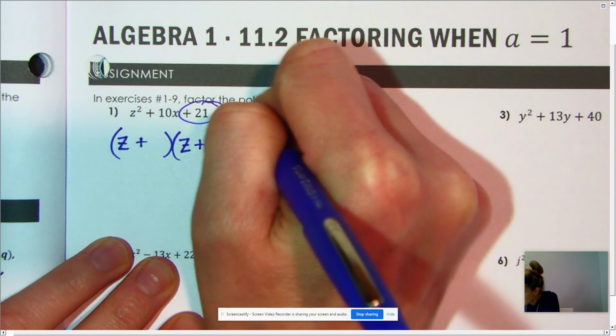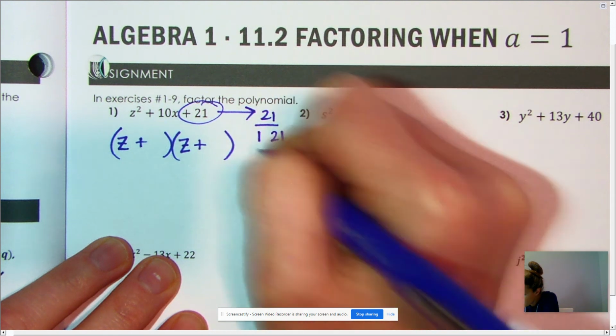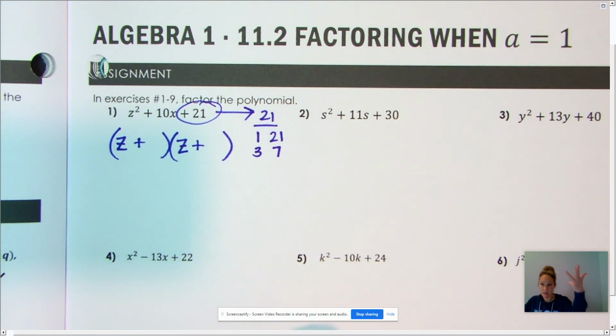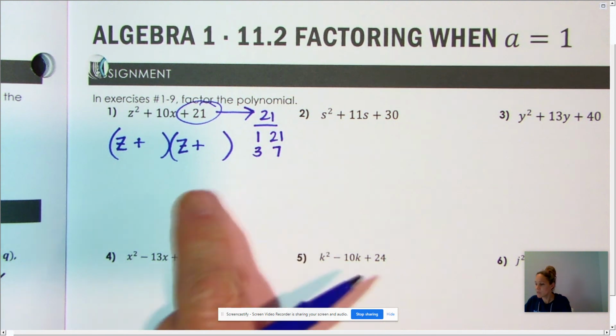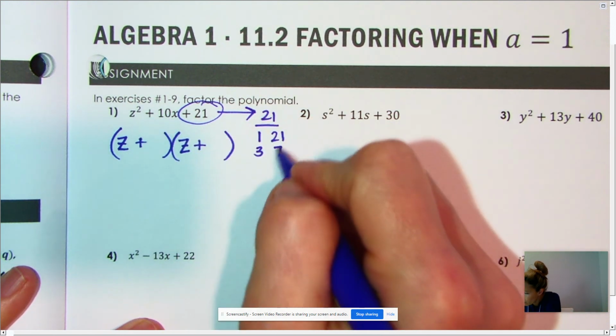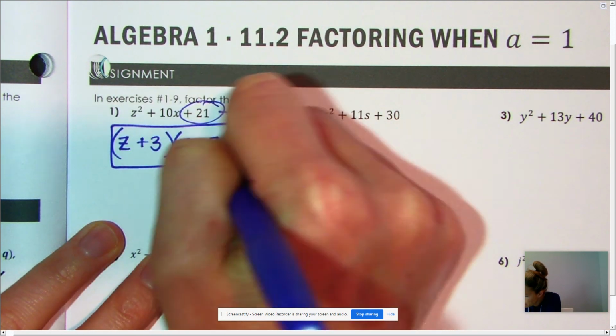I'm going to take this last number here, the 21, and I'm going to make a list. 1 goes into it, 2 can't, 3 can, 4 can't, 5 can't, 6 can't, 7 can, but it's already up there, so I stop. So then I'm going to say what makes 10? Well, 3 plus 7 makes 10, so I'm going to put a 3 and a 7, and I'm done.